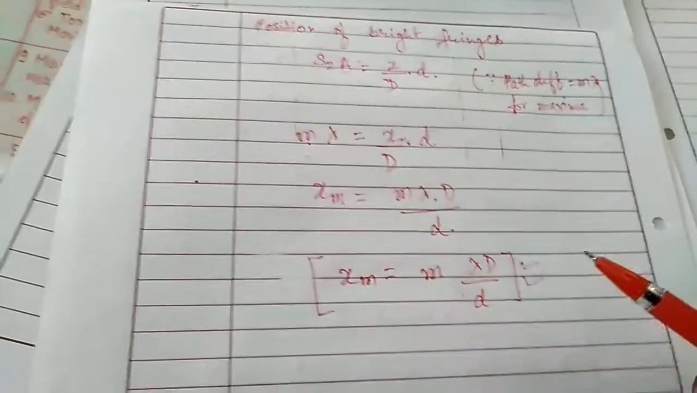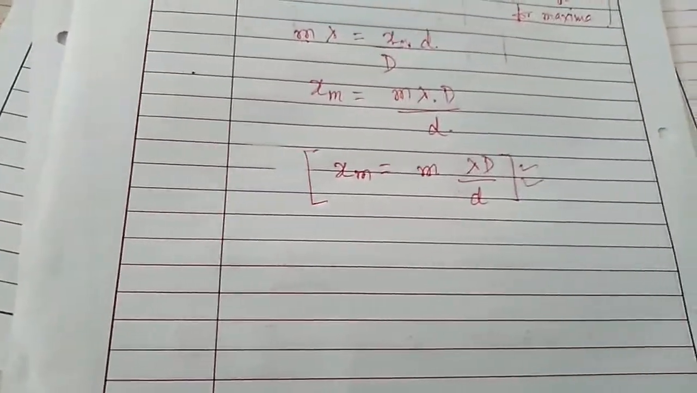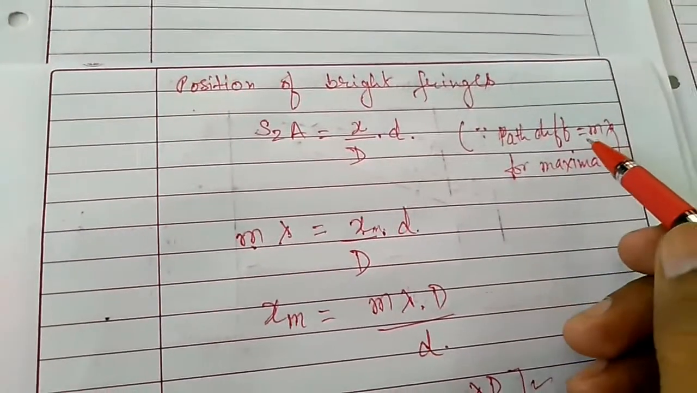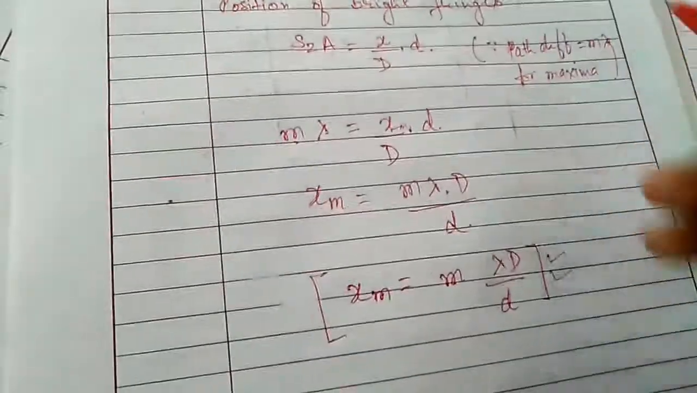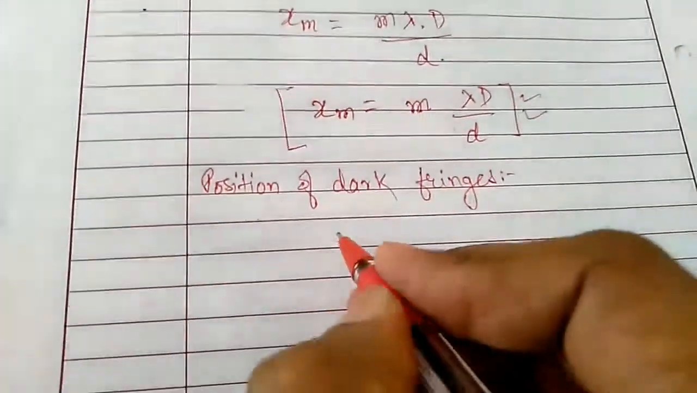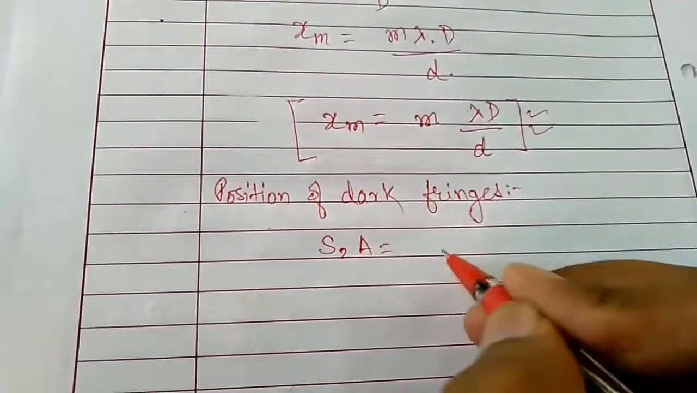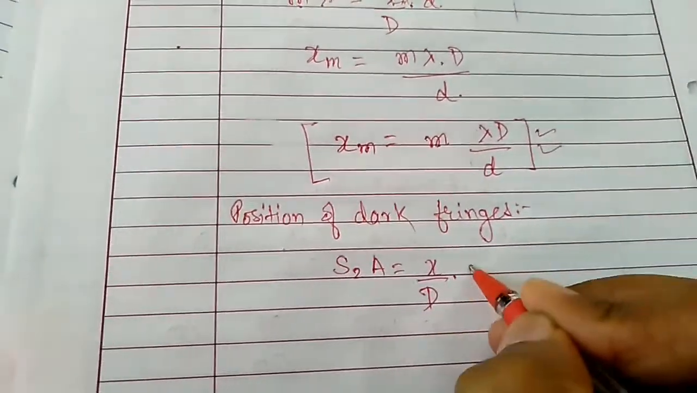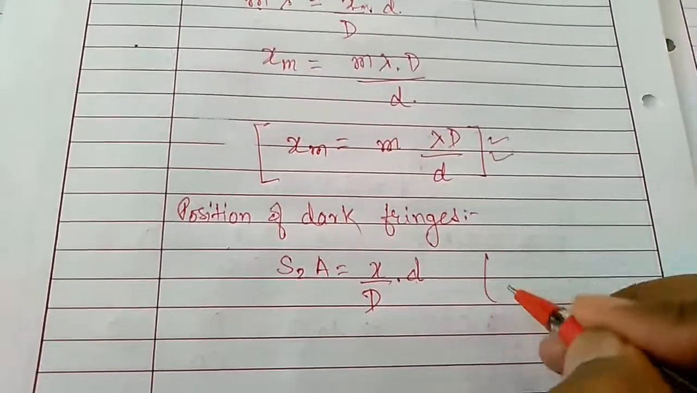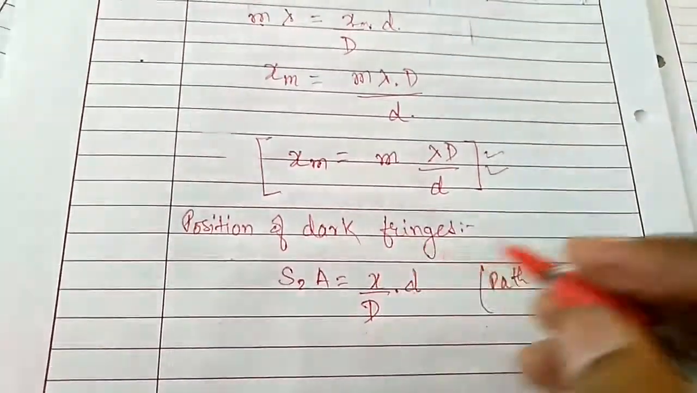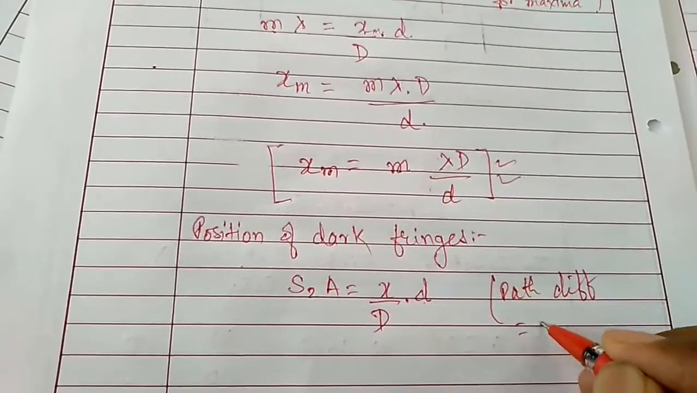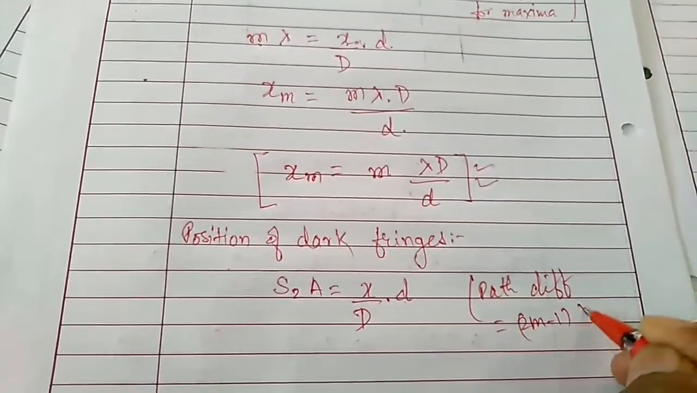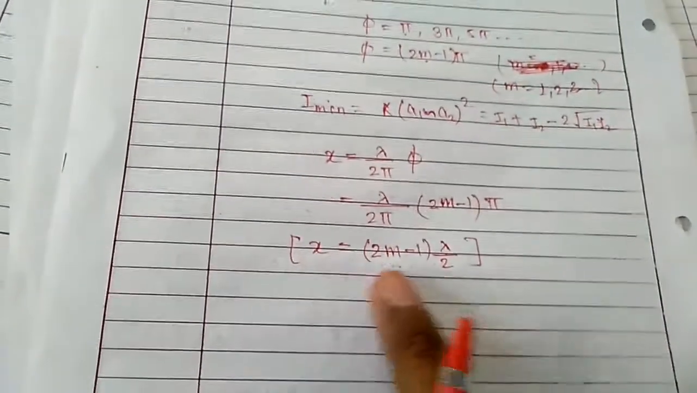And suppose at point P there is a dark fringe. So for that, what is the path difference? The path difference is (2m minus 1) lambda by 2. So I'm writing here. See again, starting with that expression, S2A was equal to x upon capital D into small d. This was the expression for the path difference. And for minimum, means for the dark fringes, path difference is equal to (2m minus 1) lambda by 2. This was the expression. If you don't remember, see here, see the last expression.